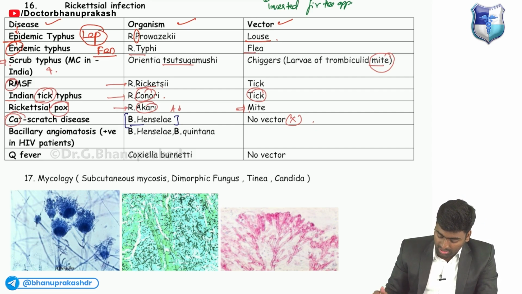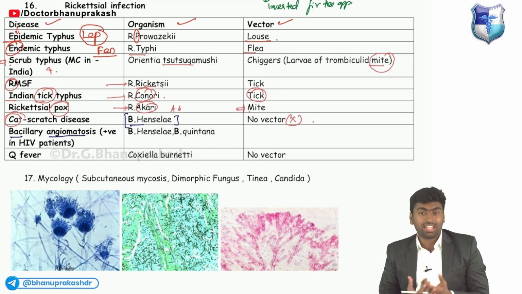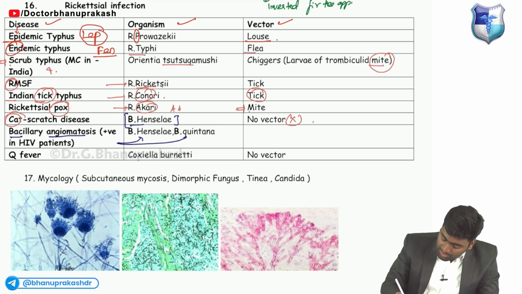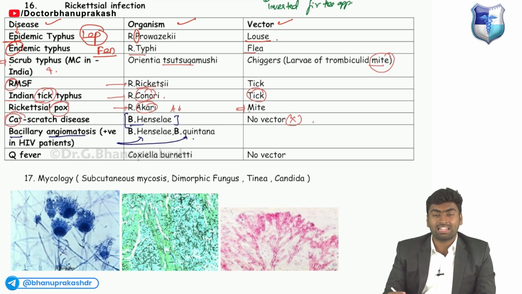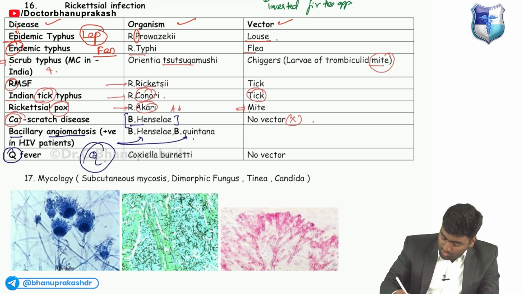Cat scratch disease, remember. And bacillary angiomatosis, which is mostly seen in HIV positive patients, is because of Bartonella henselae and Bartonella quintana. And then Q fever. Make this C and make it into Q. Okay, it is Q fever.